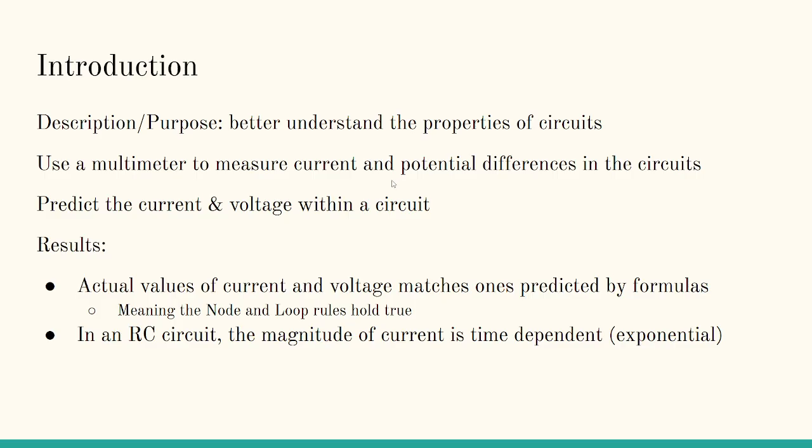Alright, the introduction. The description and purpose: the purpose of this lab was to better understand the properties of circuits and to use a multimeter to measure the current and potential differences of the circuits, and predict its current and voltage within a circuit. The results were that the actual values of the current and voltage matched the ones predicted by the formulas, being the node and the loop rules. And in an RC circuit, the magnitude of current is time dependent.